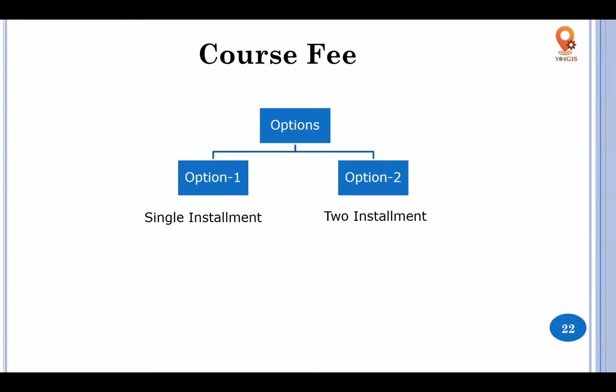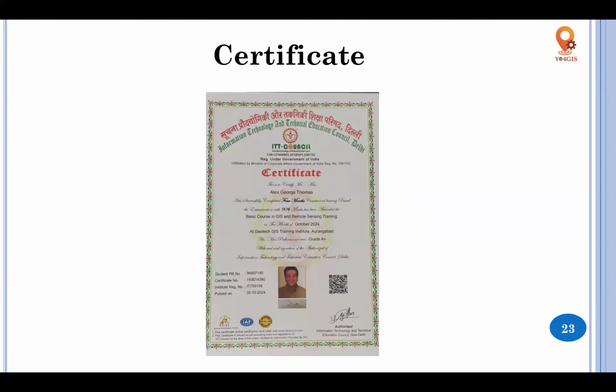After that, the course fees and all. As you already know, the course fee is 15,000, and there are two different options. The first option is a single installment, meaning one time. If you want to pay the fees that way, then you will definitely get a 5% or 10% discount. And if you want to pay in two equal installments, then 7,500 you can pay in two installments, and enjoy.